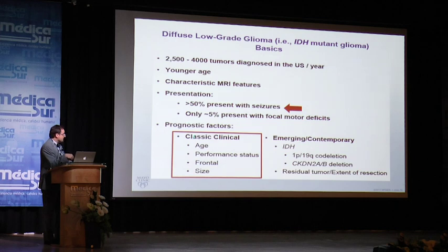There are prognostic factors that we use classically, one being age. The younger the patient, typically the better prognosis. The healthier the patient, so performance status, the better prognosis. The size, the smaller, and the location were all good prognostic factors. Nowadays, we have these new emerging prognostic factors that I told you about, including the IDH1 mutation, 1p19q co-deletion, as well as extent of surgery.